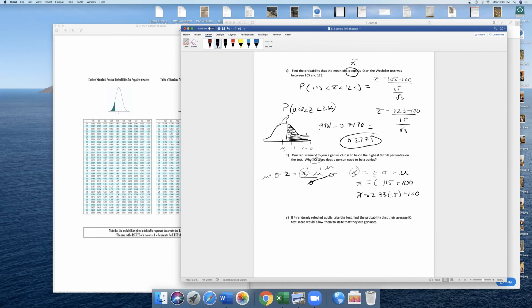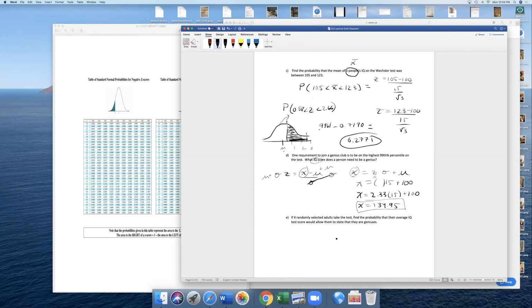So that means if you're at the 99th percentile, you are 2.33 standard deviations away from the mean. And when we do the math, 2.33 times 15 plus 100 means that we have to have an IQ score of 134.95 in order to get into this genius club. So the IQ score necessary for us to be a genius here is 134.95.